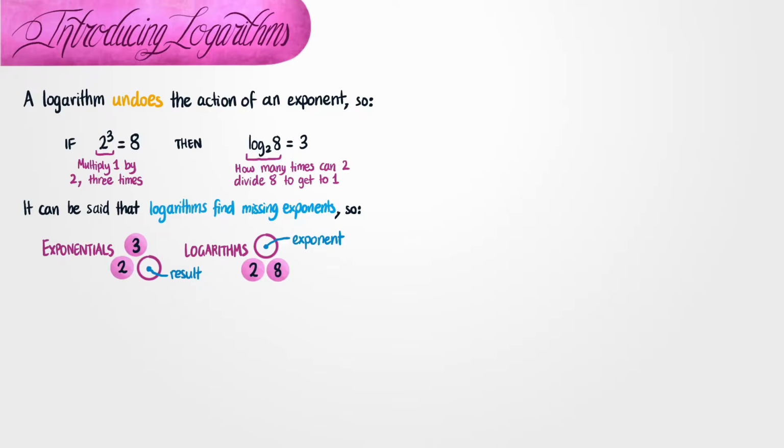But for a logarithm, you know the 2 and you know the 8, but you're missing the exponent up here. So the way you actually find the exponent is by dividing this 8 by 2 repeatedly until you end up with the number 1. So then of course, the log base 2 of 8 is going to be the same thing as the number 3, so the exponent is the missing number.